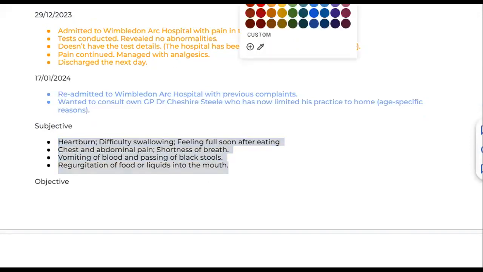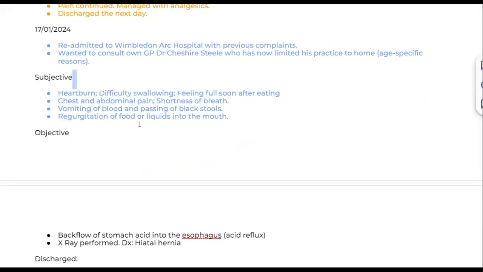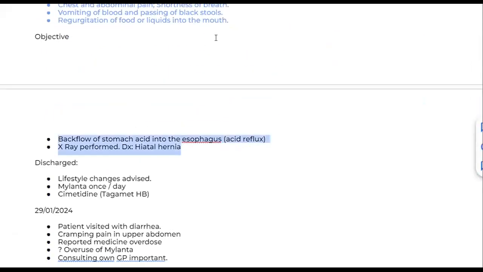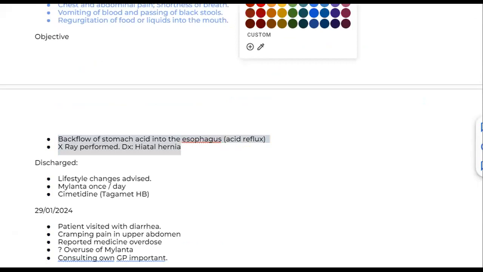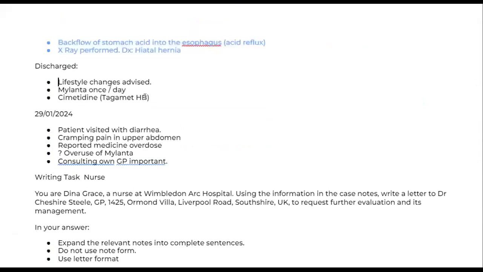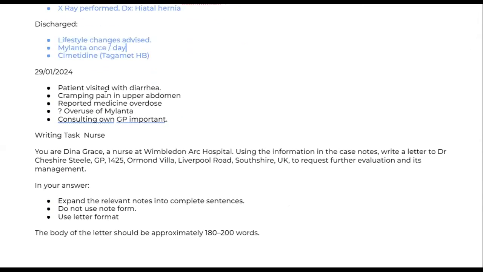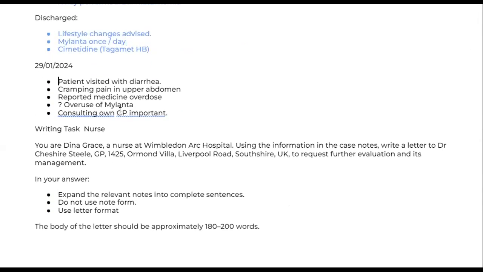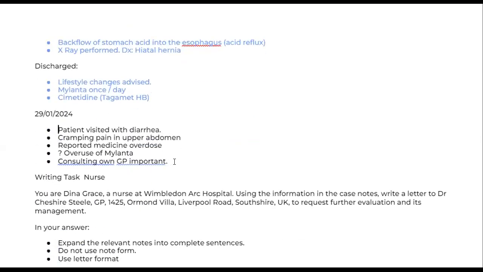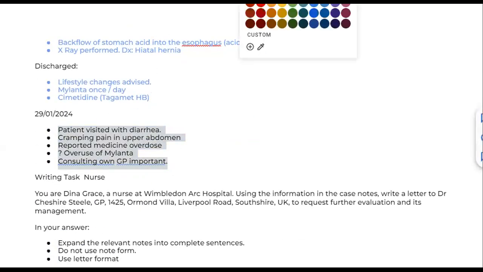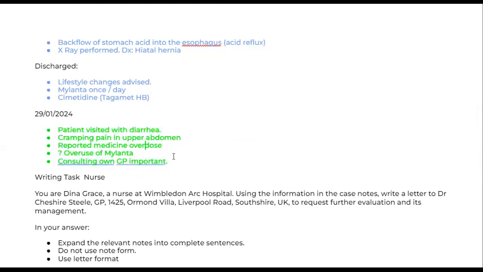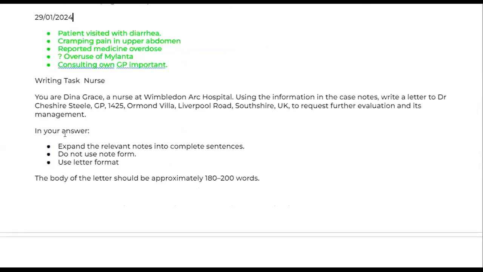This also should be included in the letter. Okay. And then this also should be included in the letter. Okay. Then discharged, even that is also in the past tense, should be included in the letter. Then this is 29th. 29th means this is today's date, right? Okay. And this is completely something like a present tense is to be used here. Okay. And the writing task is here. Yeah, correct. Now I got the whole thing.